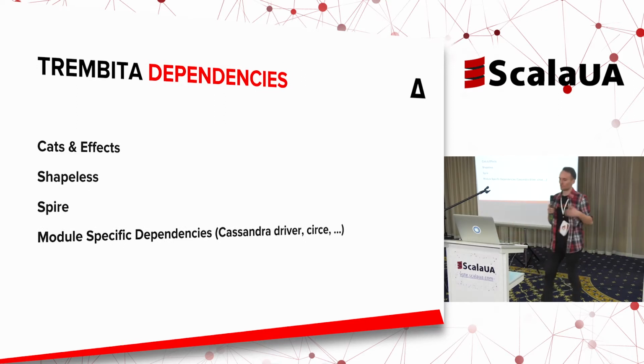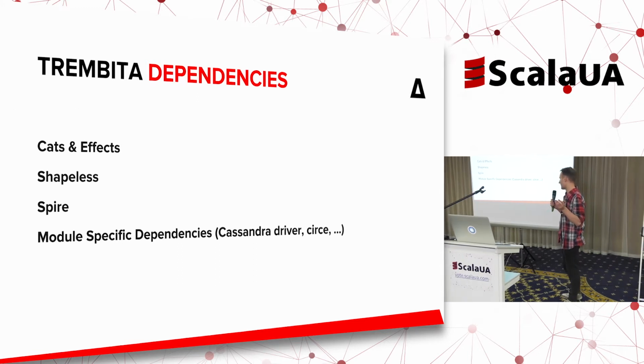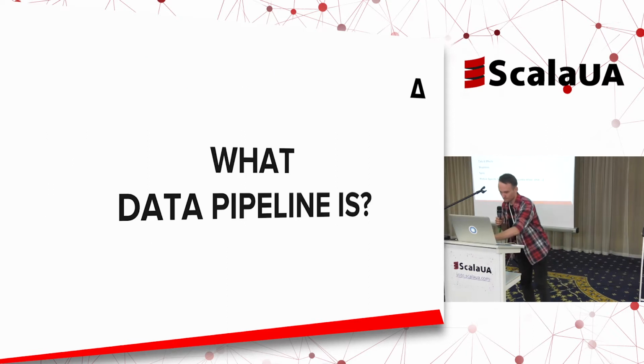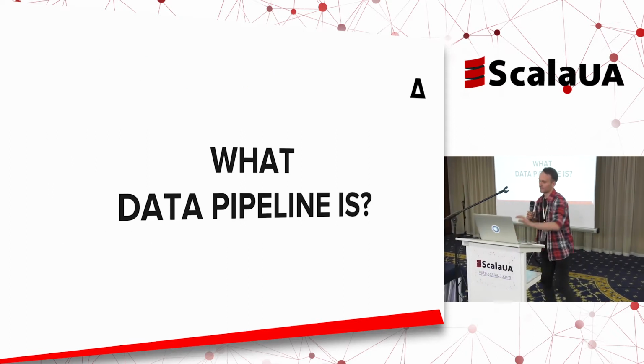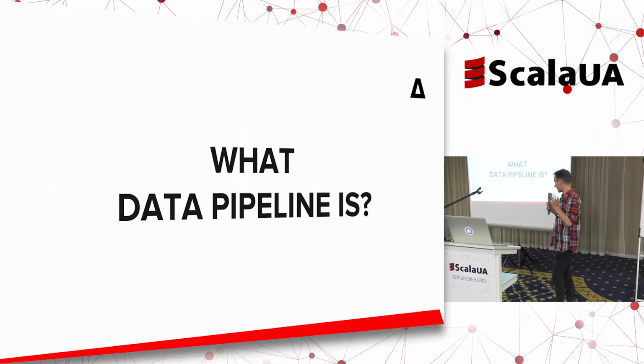So the Trembita kernel depends on cats and cats effects, shapeless, Spire, which is a numeric library. And there are a lot of module-specific dependencies like the Cassandra driver, SOSI, and so on. So the main question: what is a data pipeline actually?